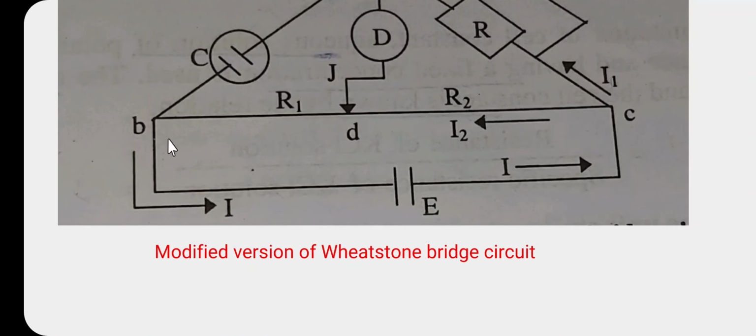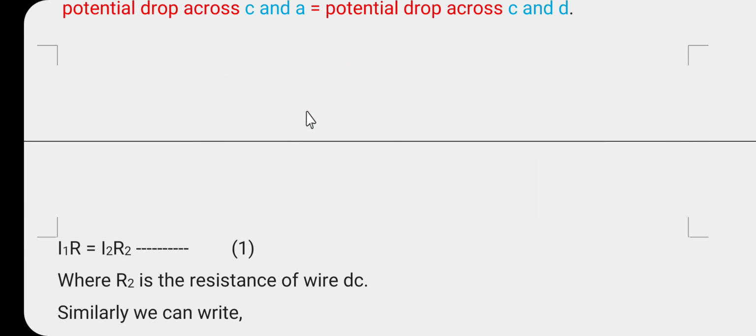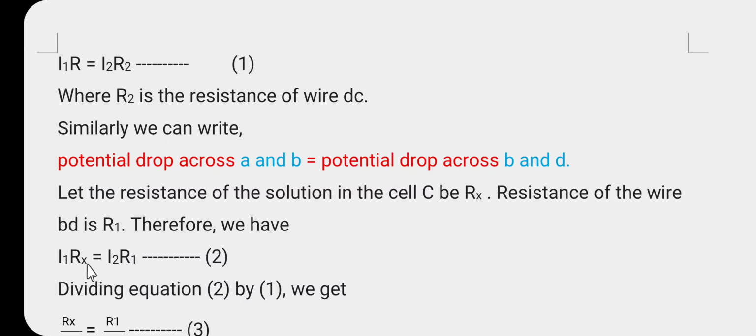This is B and D. Once again the current is I2 and the resistance of the wire BD is R1. So we can write I2 into R1. So equation 2 can be written as I1 Rx is equal to I2 R1. So this is equation number 1 and this is equation number 2.